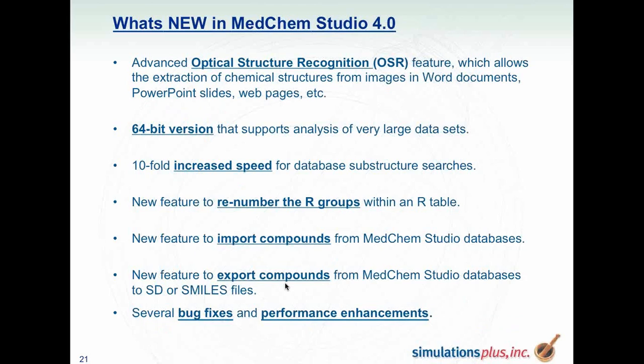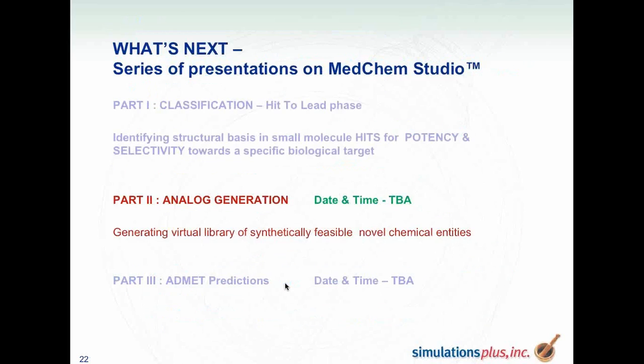So keep joining us for the next series. We will be demonstrating in our part 2. We will be showing how you can generate the analog. So we'll show you how you can generate a virtual library of synthetically feasible novel chemical entities. So this is going to be on the other 2 modules of Etna Predictor.